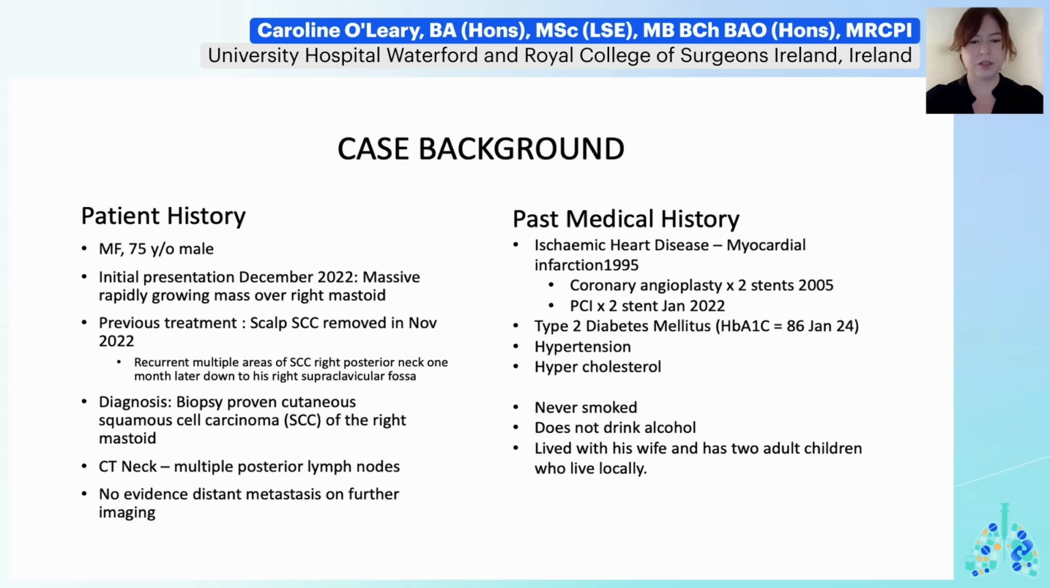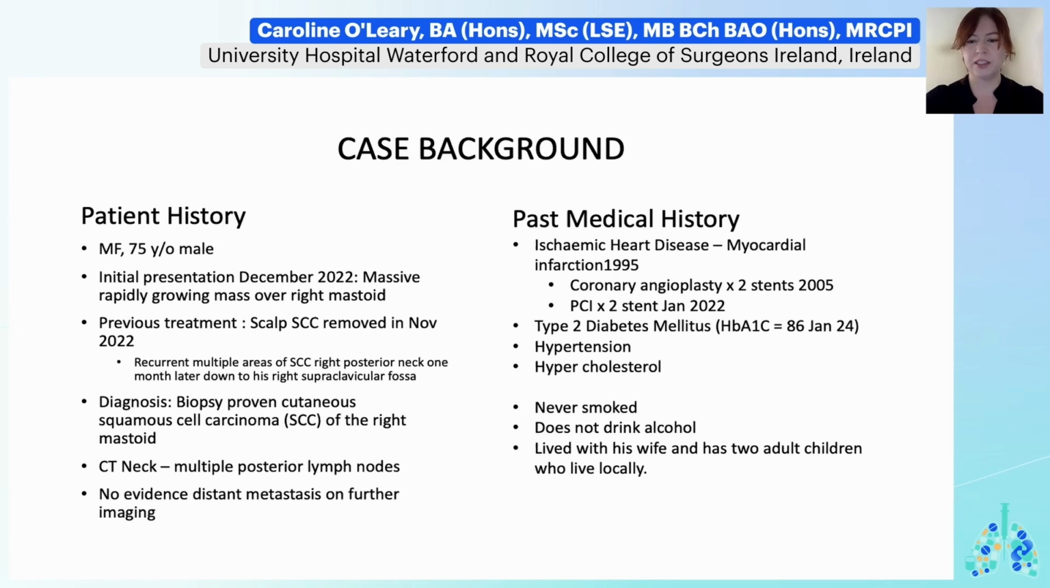CT next confirmed large involvement of lymph nodes, but no distant metastatic features. For a 75-year-old gentleman, he was in relatively good health, but unfortunately had a very significant history of ischemic heart disease with multiple stents and a previous myocardial infarction. And this made us reluctant to use chemotherapy as a first line due to the high risk of complications.